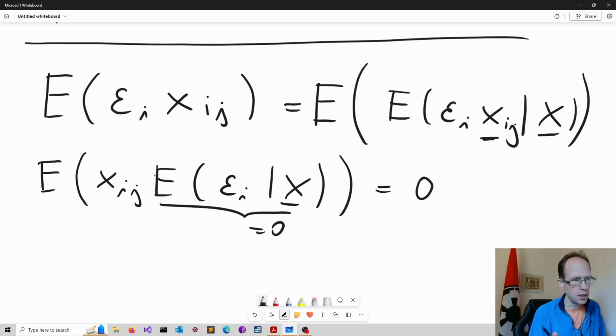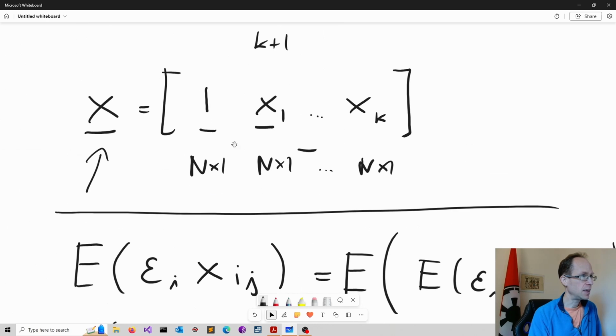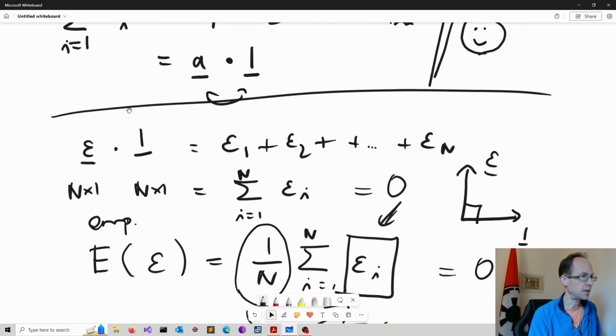Looking at this, it basically means that our assumption about strict exogeneity implies orthogonal relationships, as the dot products are all equal to 0. Again, you might not have noticed, but this expected value expression is actually related again to the dot product in a similar way.